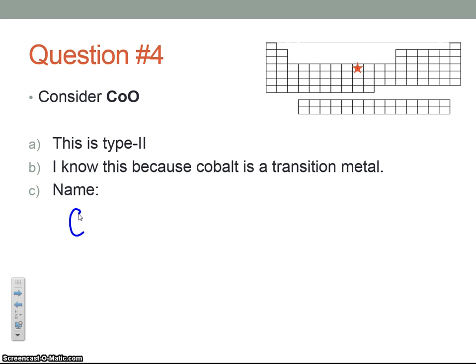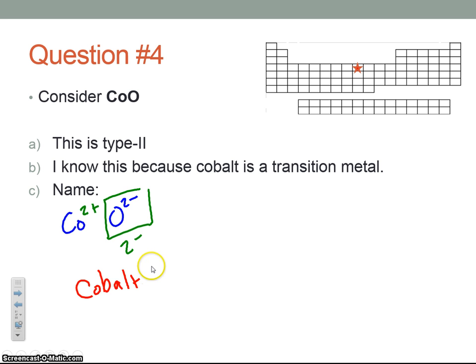I got one cobalt, and I know I only have one because there's no subscript. I have one oxygen. Now it's a chart of oxygen, 2 minus. So if my oxygens have 2 minus, what does cobalt have to have? It has to be 2 plus. So when I name this, it's going to be cobalt(II) oxide.